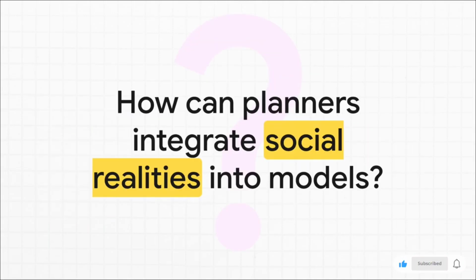And as we wrap up, I just want to leave you with one final question to think about, something that goes a little beyond the textbook. We know these models are flawed, right? We know they often miss the human side of the story. So the real question for the future is this: how can we build better models? How can planners start to integrate the messy, complex reality of human society with the neat, clean world of economic data? That's the challenge ahead.